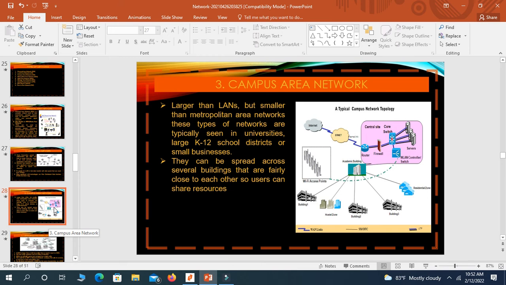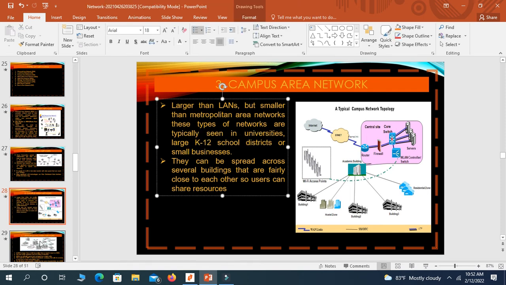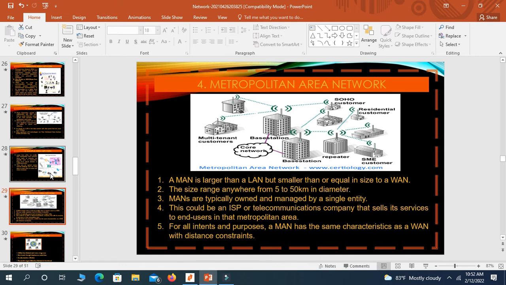Next up we have the campus area network. It is larger than LAN but smaller than metropolitan area networks. If we look closely at this picture, you may understand this one. These types of networks are typically seen in universities, large K-12 school districts, and small businesses. So as I told you before, this is where a campus area network is being used.